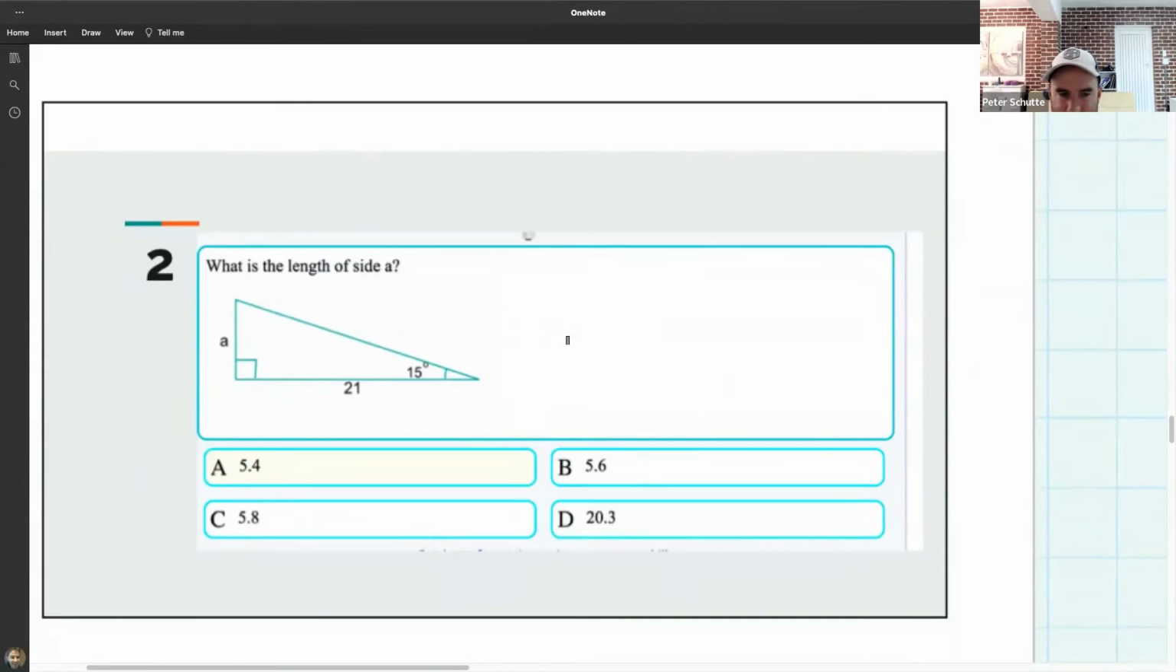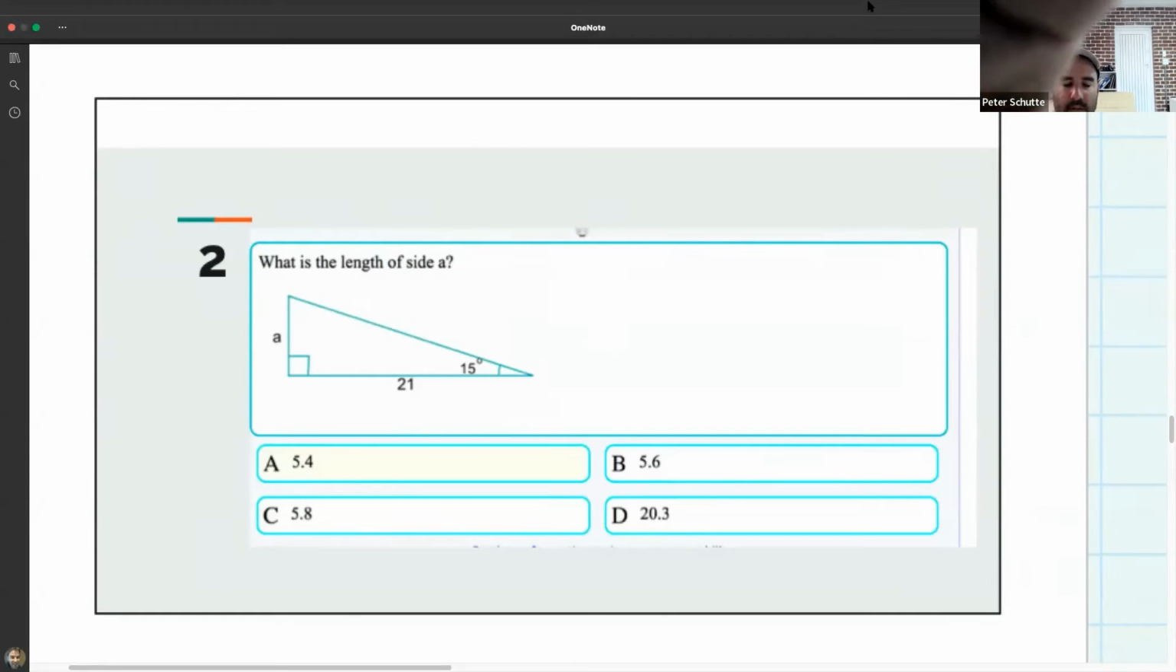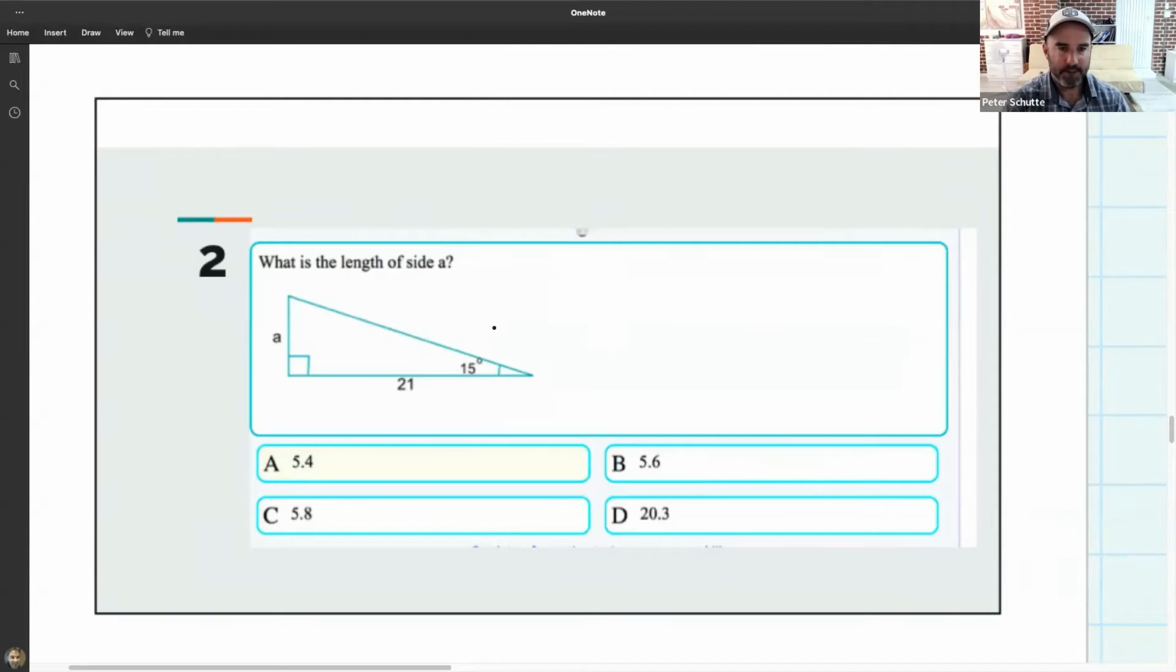Time to shine. What is the length of side A in this particular triangle? Oh, let's tilt this down. I haven't actually worked the answers out for these, so I'm going to have to do that with you live. Here we go.